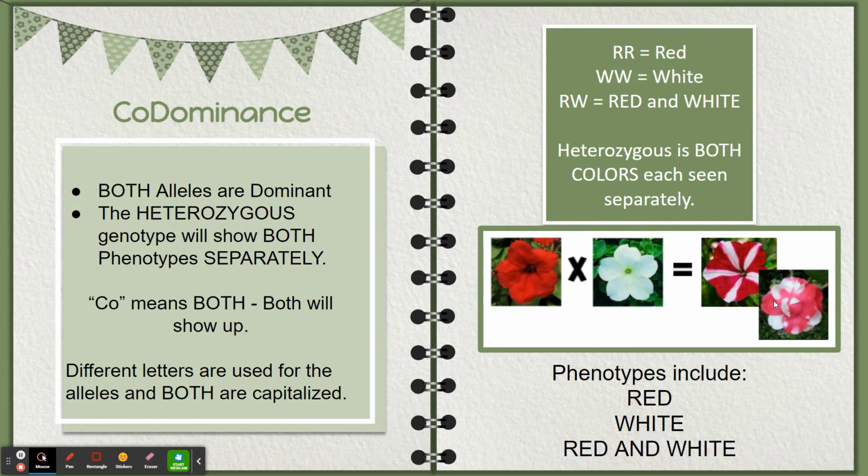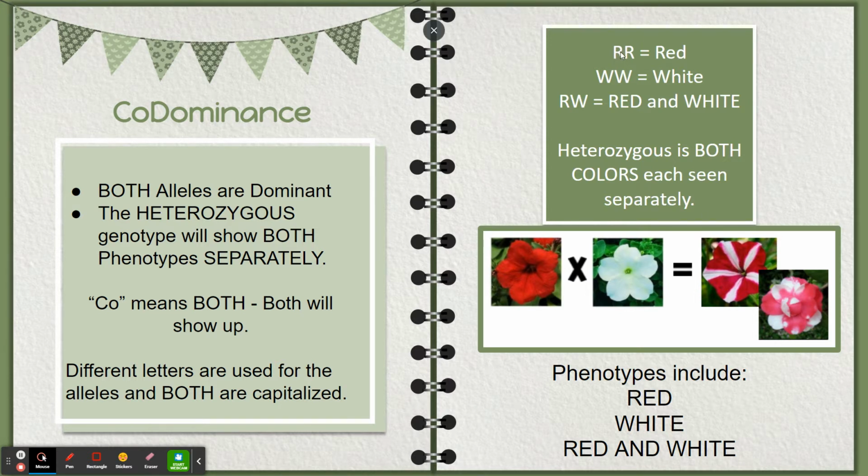And so when we have a heterozygous genotype, in this case RW, one of each allele, that heterozygous now shows both phenotypes. And notice it shows them separately. You'll see part that is red and part that is white. So it shows them separately. So codominant, both are dominant.